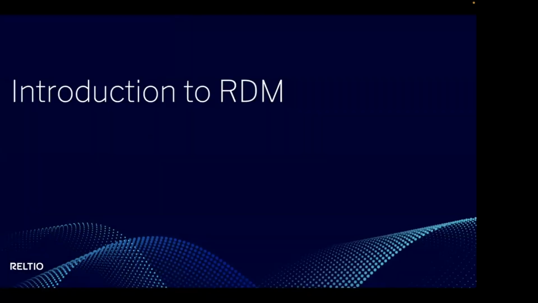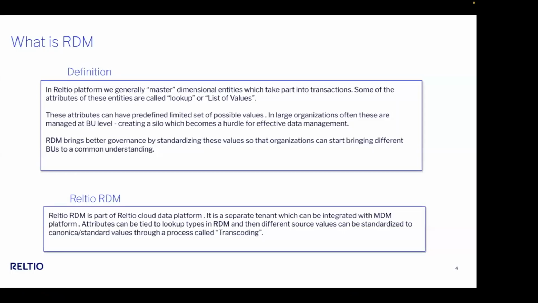So if I briefly talk about the introduction to RDM, what is RDM? If I discuss data in a data warehousing kind of concept, there are dimensional entities that take part in transactions. And when we talk about MDM or master data, we basically master these dimensional entities which take part in transactions, like customer or products, right? And then for these entities, there are certain attributes which are called lookup or list of values. They are called list of values because there can be a predefined allowable set of values that is permissible for that particular attribute, right?